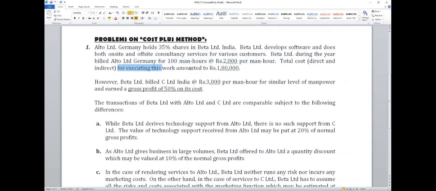And what is the cost for executing this work? 1,80,000. How much profit you are showing? 20,000. 20,000. What is the margin? 2 lakhs to 20,000, na? 10%. 10%. இப்போ என்ன டவுட் வரும் தெரியுமா?